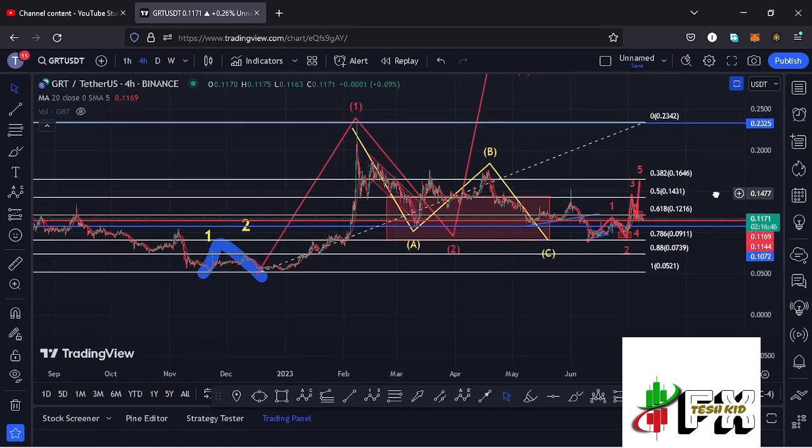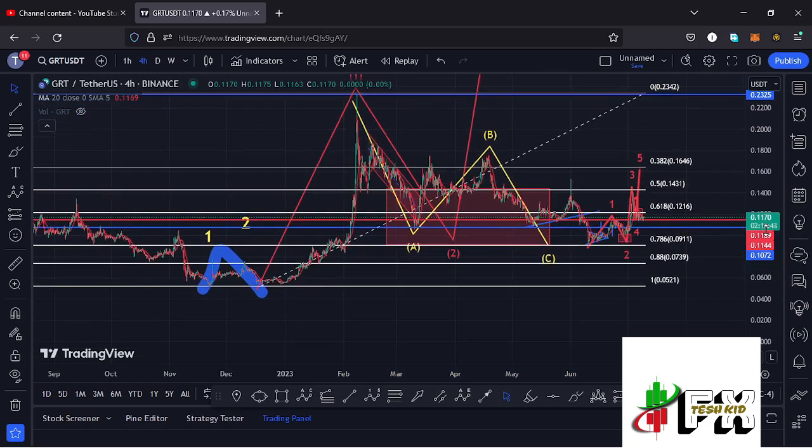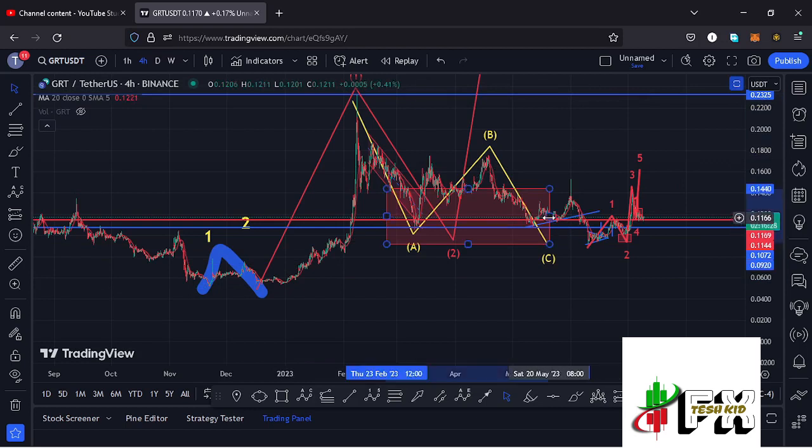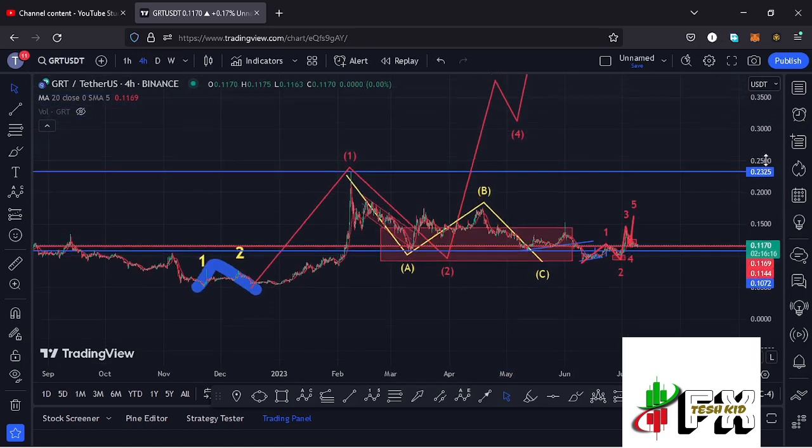giving me a minimum retracement area between the fib level 0.5 and the fib level 0.78, which is the area between the $0.1431 mark and the $0.0911 mark, which is an area that we have now fully maximized. And there are high chances that the low for the second wave is now in, and GRT is now ready for a reaction to the upper side in the formation of a larger Elliott wave count 3.